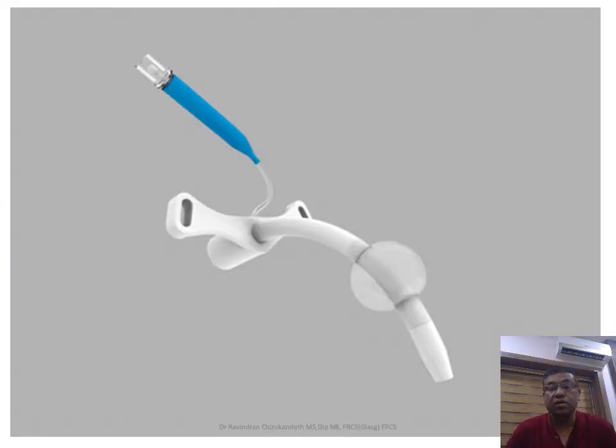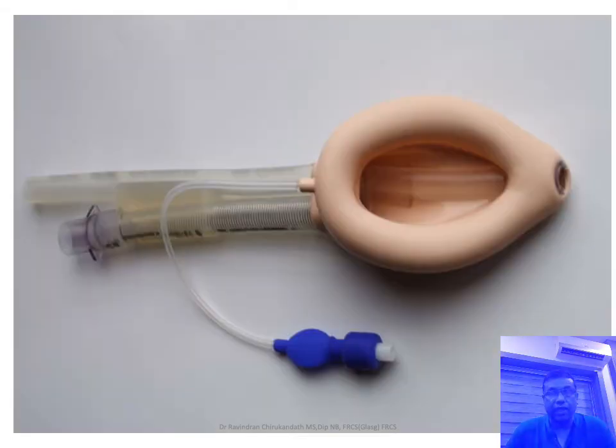This is the tracheostomy tube. A similar looking one is the tracheostomy tube also. Both look almost identical, and these are self-retaining. And this is the laryngeal mask airway, which is used for daycare surgeries and for giving GA for short GAs.